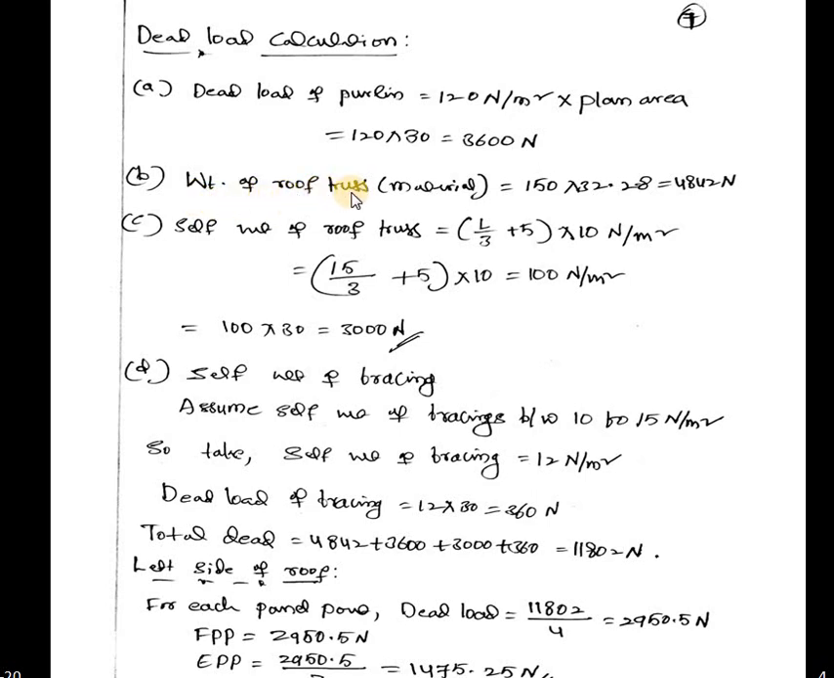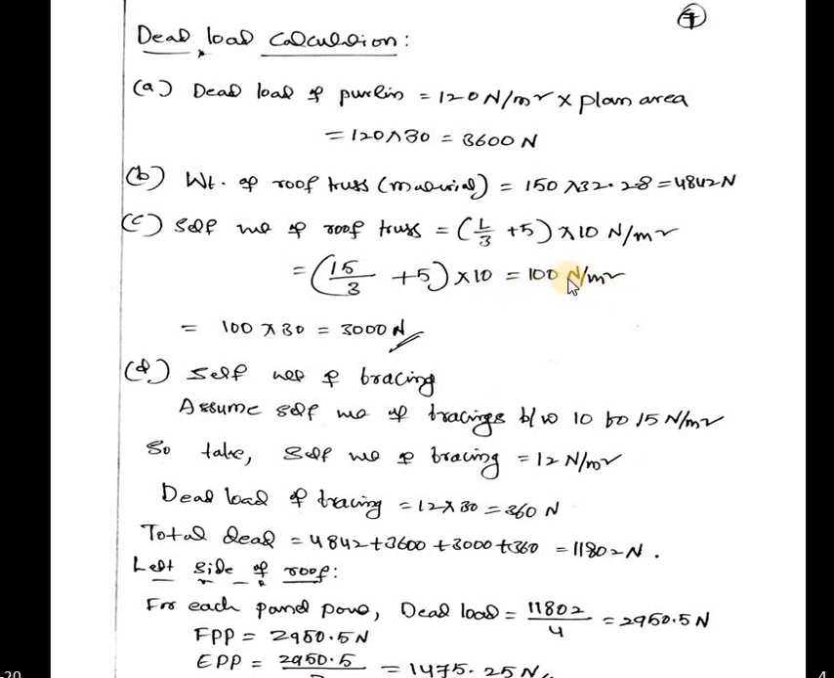Similarly, coming to weight of the roof truss. Weight of the roof truss is nothing but the material. Above the purlin, what materials are available? Sheetings. He has given 150 Newton per meter square, that is in slope direction. For that reason, 150 into 32.28, that is equal to 4842 newtons. The same way, to calculate self weight of the roof truss, what is the formula? L by 3 plus 5 into 10. Therefore, that is equal to 15 by 3 plus 5 into 10. Finally, we got 100 Newton per meter square.